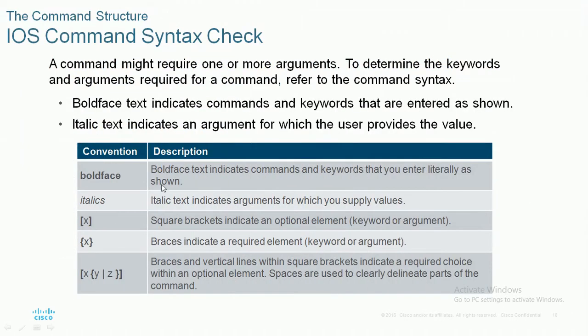Boldface text indicates commands and keywords that you enter literally as shown. Italic text indicates arguments for which you supply values. Square brackets indicate an optional element, which we can enter or not enter; it is no bother. Braces indicate a required element; we compulsorily need to enter that argument. Like ping IP address: if you forget to enter the IP address, it will show an error. That argument is represented by this.